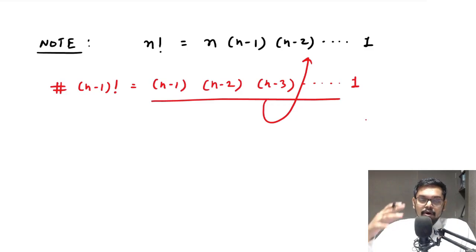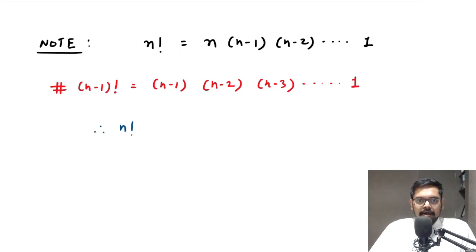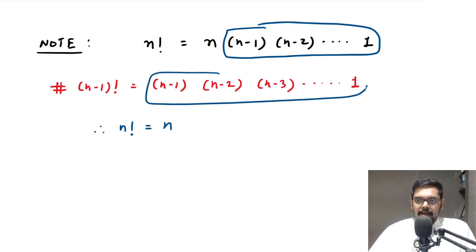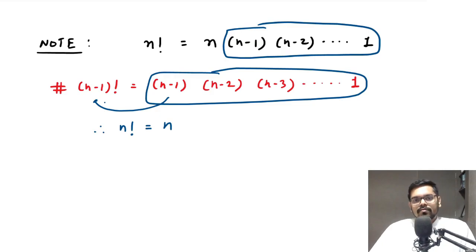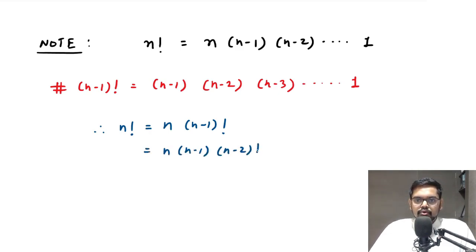If yes, I can modify the above expression. So see carefully: I can modify my n factorial expression as n, copying this n, but replacing this complete thing with n minus 1 factorial. Why? Because this complete thing is nothing but n minus 1 factorial. So this complete stuff is n minus 1 factorial. This is a unique way of representing n factorial. Also, some students can think that I can rewrite this as n into n minus 1 into n minus 2 factorial also.